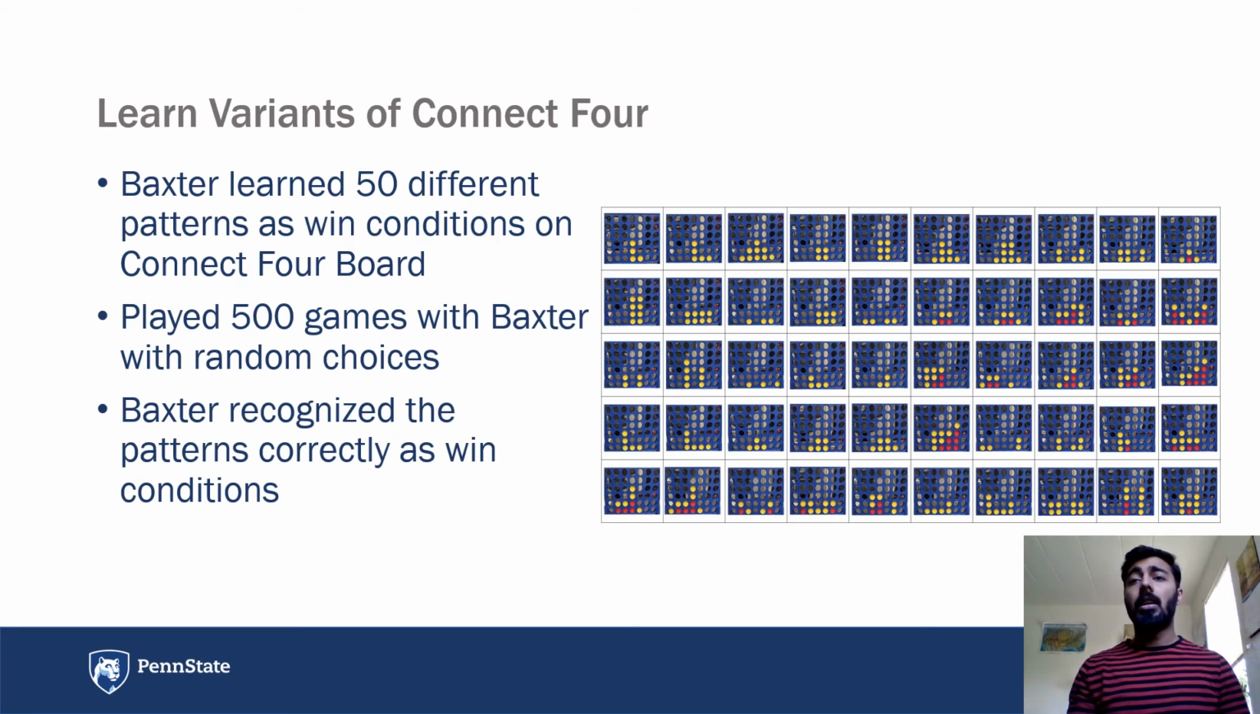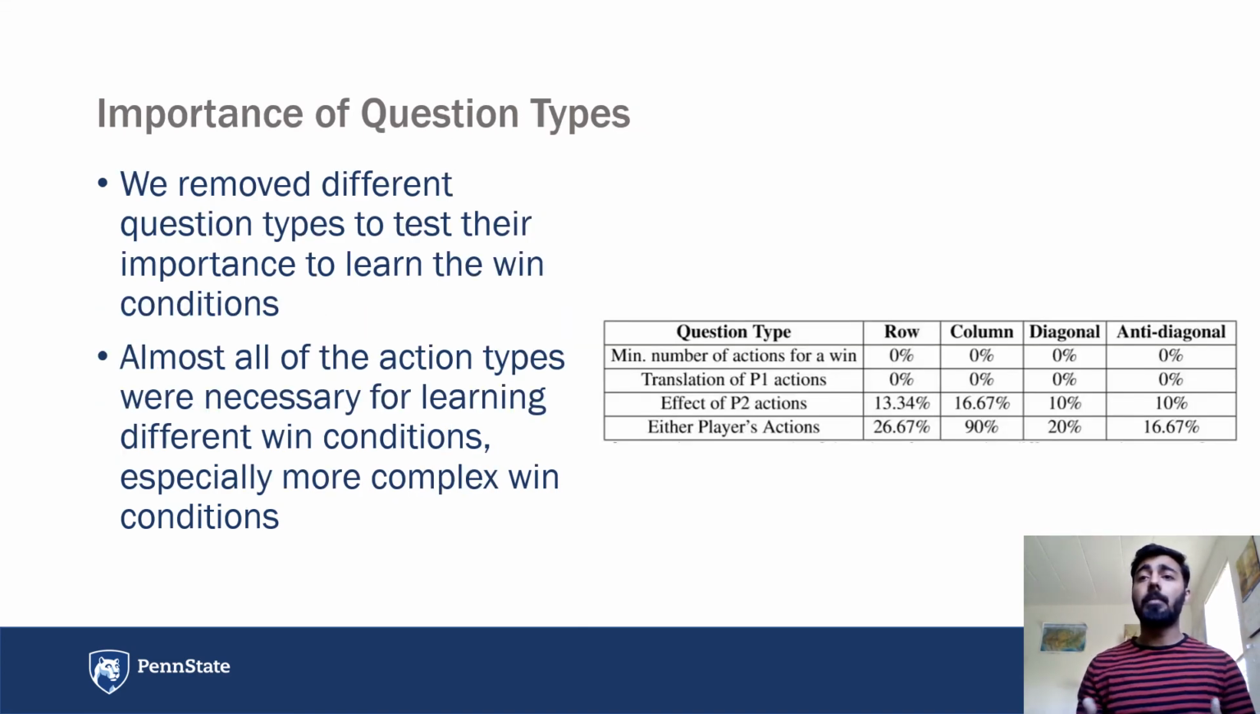We then taught the robot 50 different patterns on the Connect 4 board as win conditions, as the variants of Connect 4, and then played 500 games with the Baxter robot through random actions by both players. And in that scenario, we showed that the robot was able to recognize all of those win conditions and learned all of them correctly. Finally, we showed that all the different question types are actually important for learning the win conditions on the Connect 4 board by removing different questions while learning the win conditions of Connect 4.